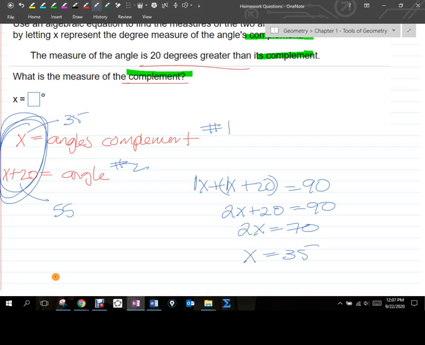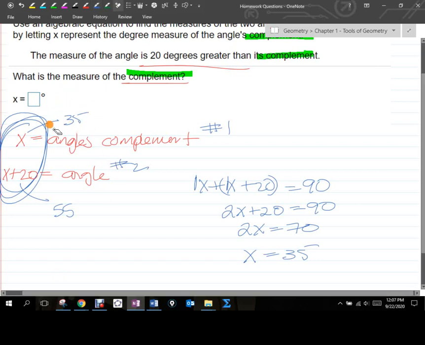So the first one we answered was 35. So the other one would have been the one that we labeled as just the angle. So when I found 35 as x, that was the one that they told me to start with. And they say here the angle is 20 degrees greater than that. So I take the 35 and I add 20 to it, and it gives me the 55.